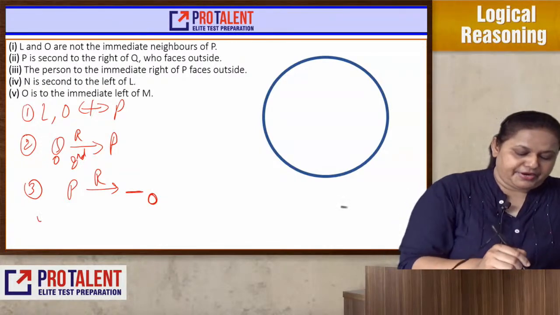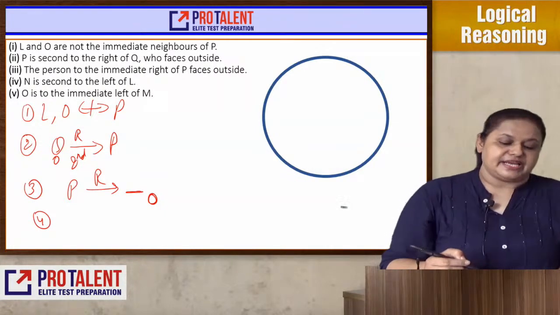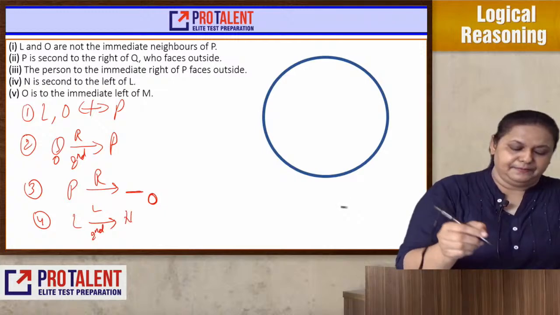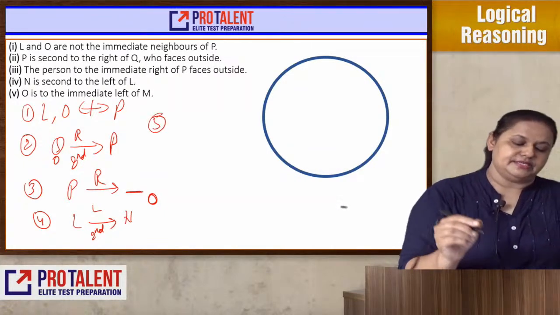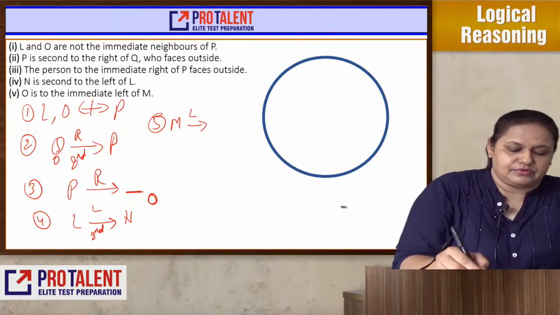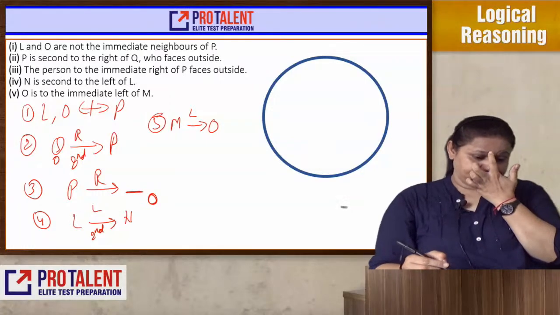And the fourth point is that N is second to the left of L. And the fifth point is O is to the immediate left of M. Okay.